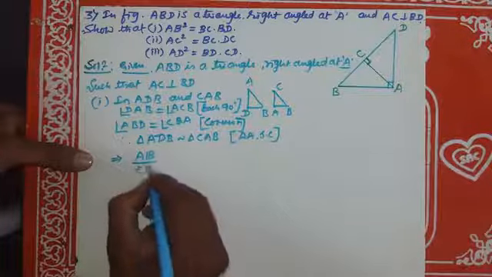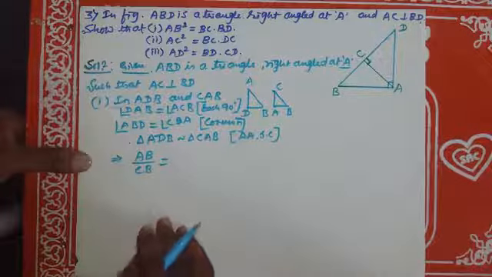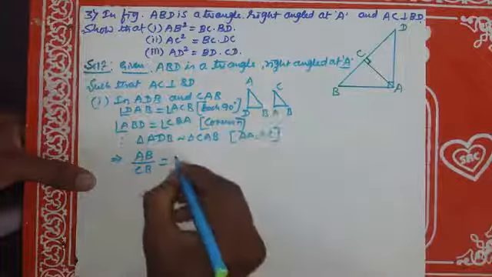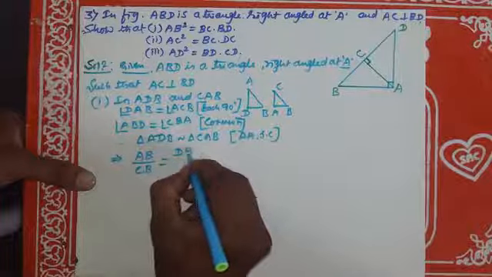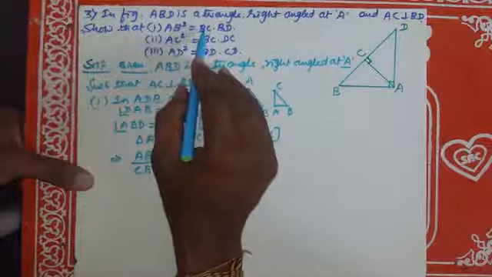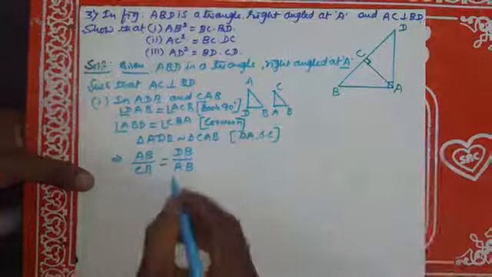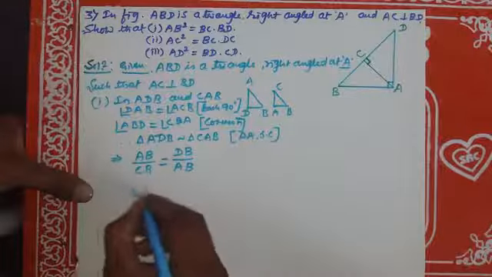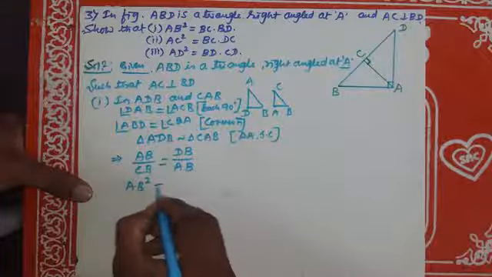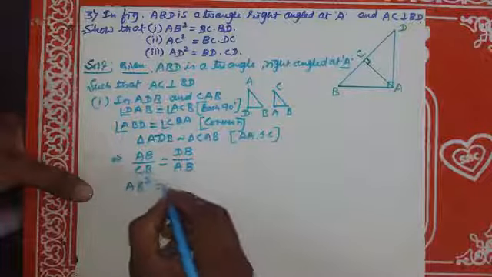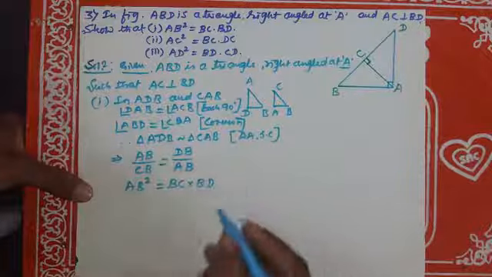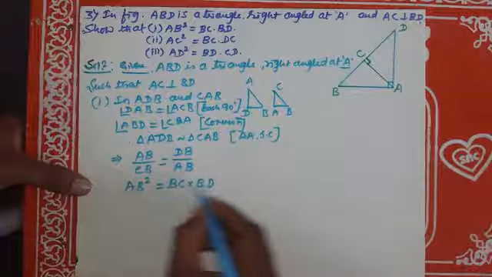AB divided by CB is equal to DB divided by AB, because we need to prove that AB square is equal to BC into BD. Next, cross multiply, we get AB into AB, AB square, is equal to CB, means BC, into DB, means BD. We proved the first one.